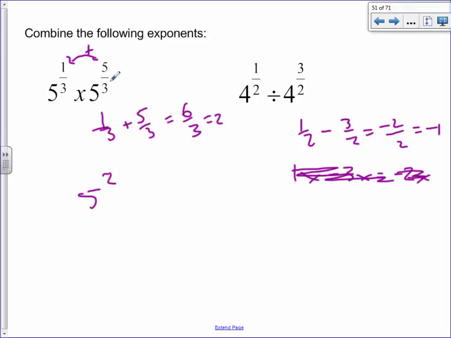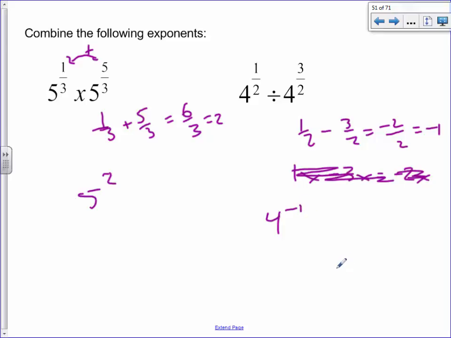Okay, so here we had to add them. We keep the base though, so it still stays a 5. It's 5 to the power of what we get. So what do we get on this decimal table? We still have our base of 4. This base was 4, this base was 4. My answer's base is going to be 4. When I subtracted my fractions, I got -1.